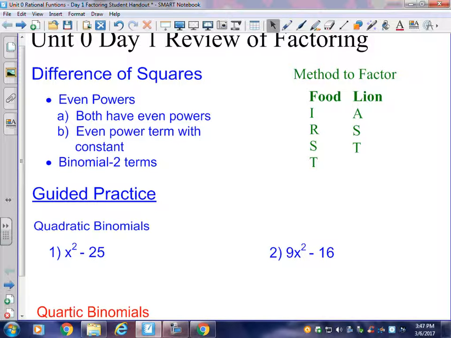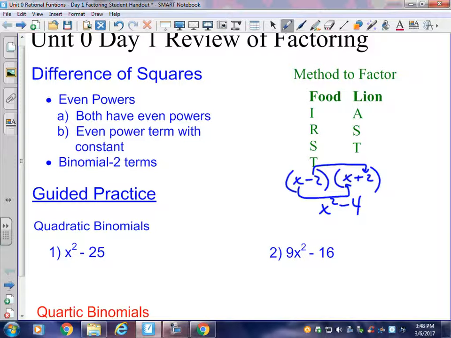Now this is what we used back when we were talking about FOIL. So let me review FOIL real quick. If I have x minus 2 times x plus 2, we found that we didn't have to FOIL that or multiply that all the way out. All we had to do was the first times the first is x squared, and the last times the last is negative 4. So we're going to try to use the FOIL method to go backwards and factor it.